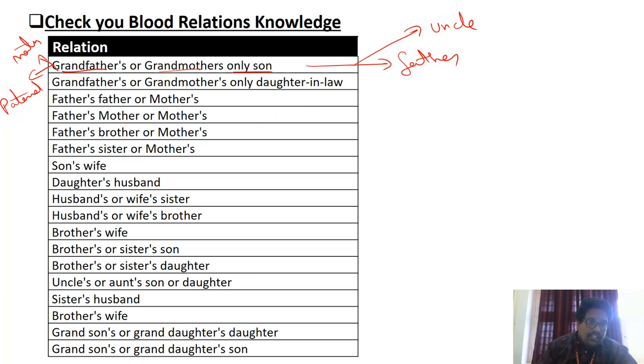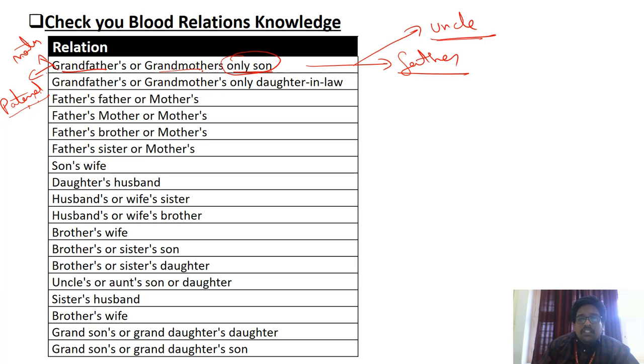If by default nothing is mentioned, it would be paternal, so my answer is father. If I'm not sure whether they have given default or common, it would be maternal as well as paternal. If I take maternal grandfather or maternal grandmother's only son, the answer is uncle, because your mother's brother will be that person. And there is one more thing here: only son.